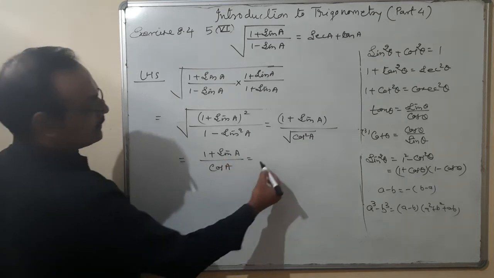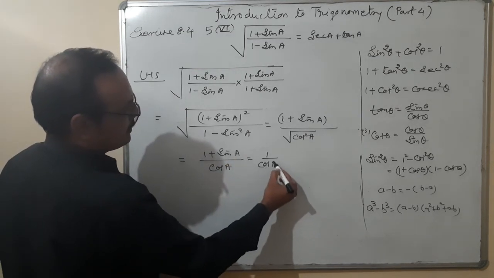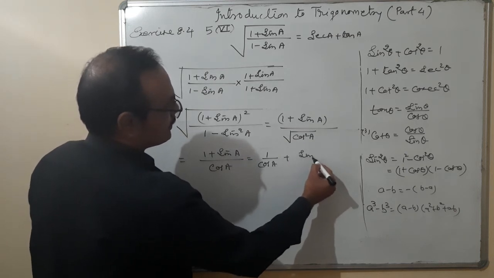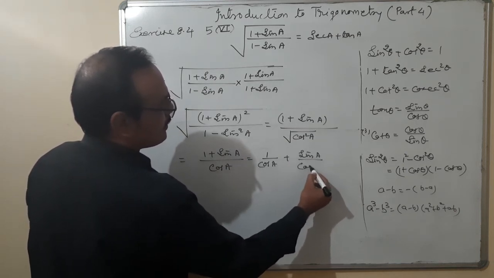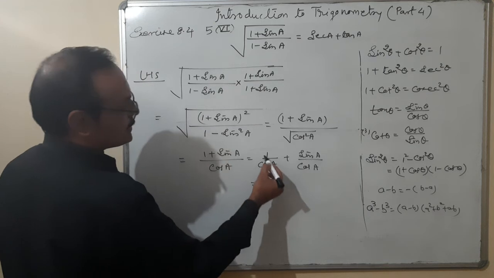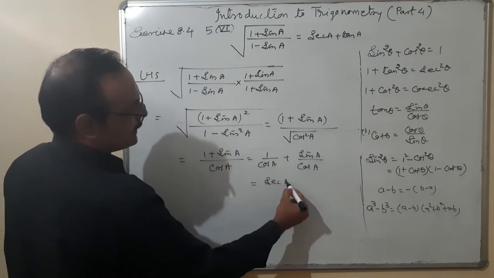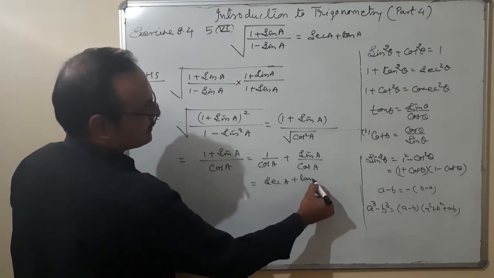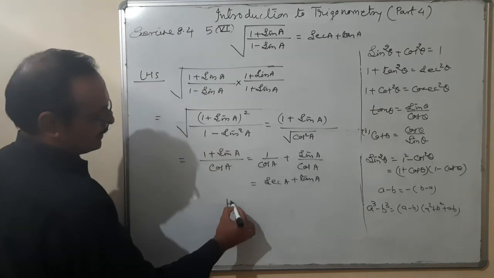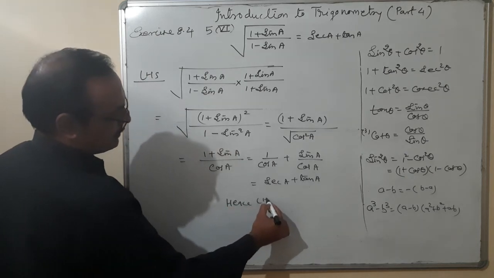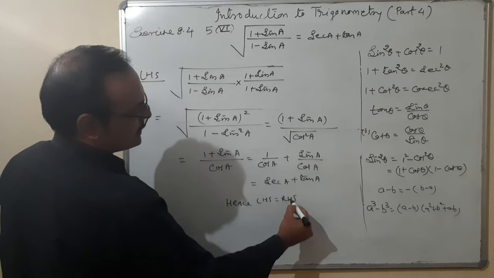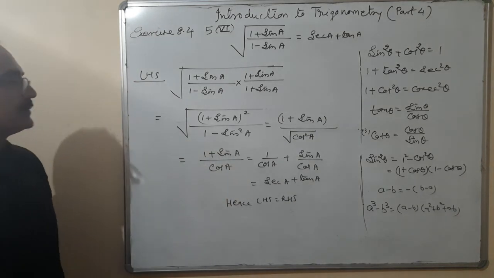The numerator can be separated: 1 upon cos A plus sine A upon cos A. 1 upon cos A, the reciprocal of cos, is sec A, and sine upon cos is tan A. Hence LHS is equal to RHS.